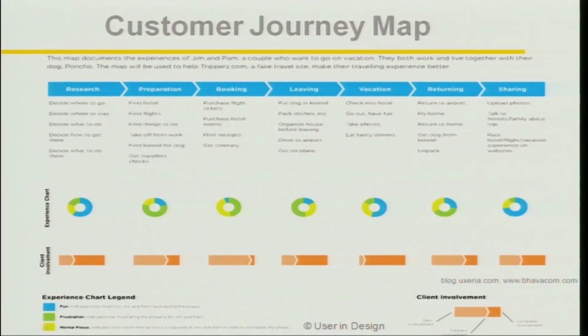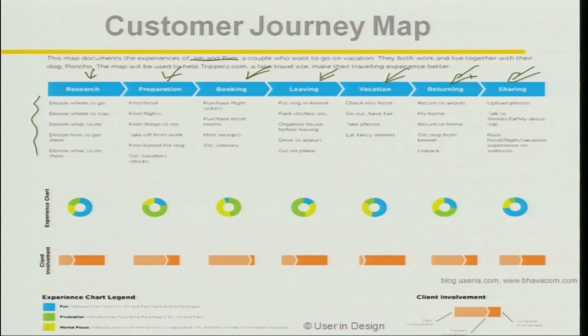So this is an example that is documenting the experience of Jim and Pam, a couple who want to go on vacation. They both work and live with their dog Poncho, and this map will be used to help a travel site to make their travel experience better. So what is the process they go through? First is research, then is preparation, then is booking, then is leaving for their trip, then is the actual vacation, then is returning, and then is sharing what happened.